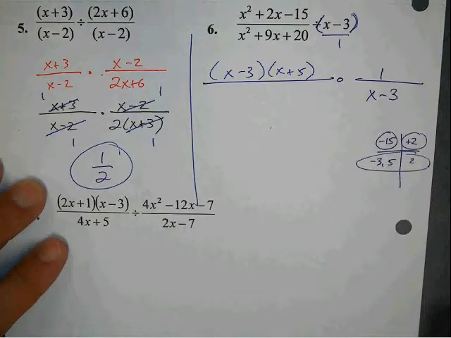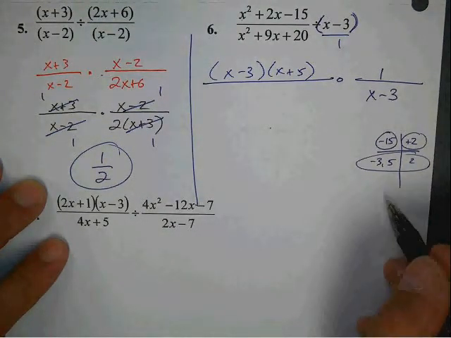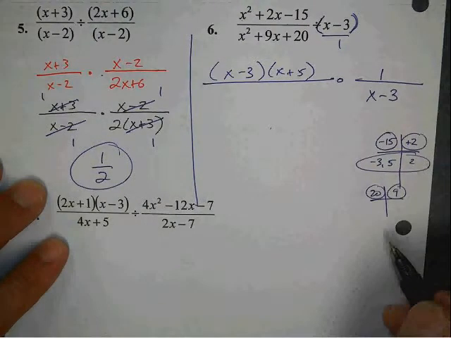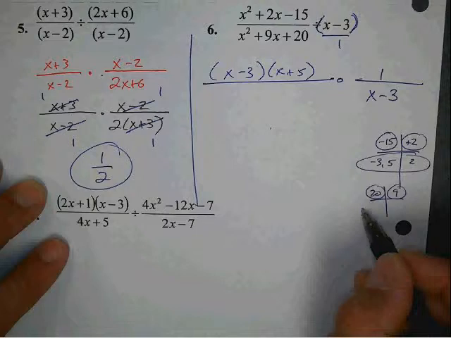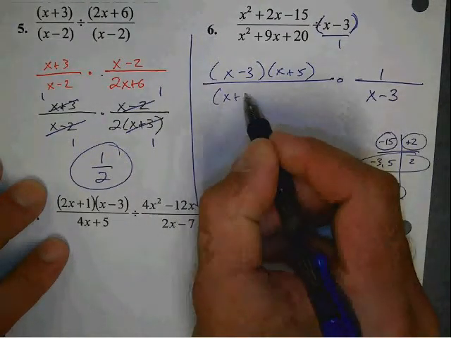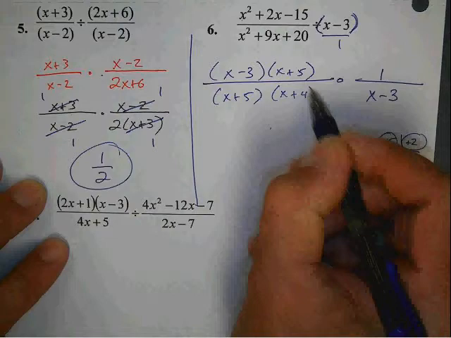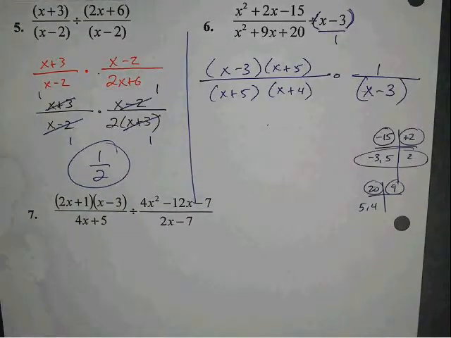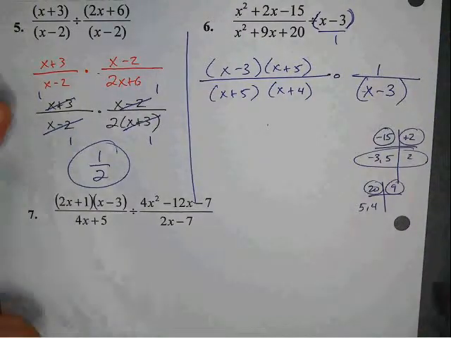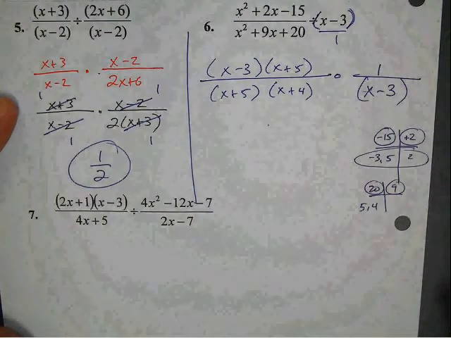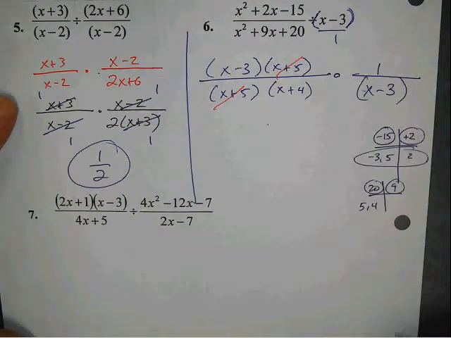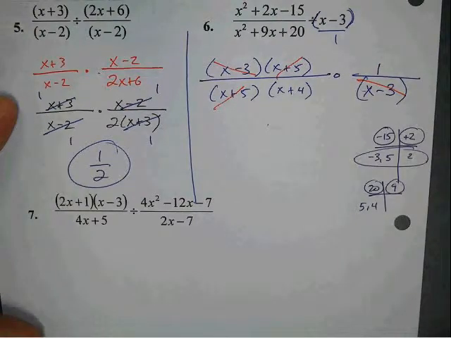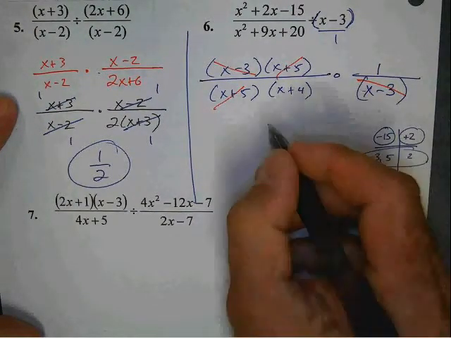Look at the other one. What multiplies to 20 that adds to 9? 5 and 4. So that's x plus 5, x plus 4. Now we look to cancel. Katie, go ahead. It would be x plus 5 and x plus 5. All right, those are gone. And then x minus 3. Those are gone. So what's your answer? And then over x plus 4. Good.